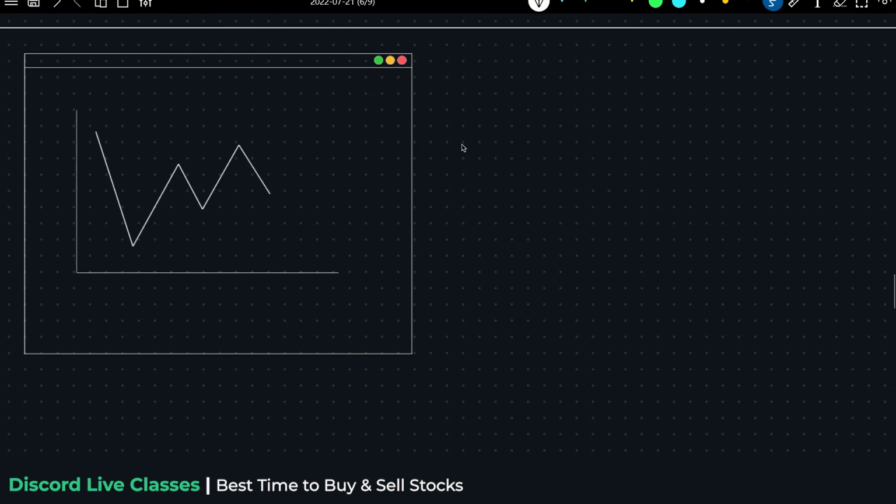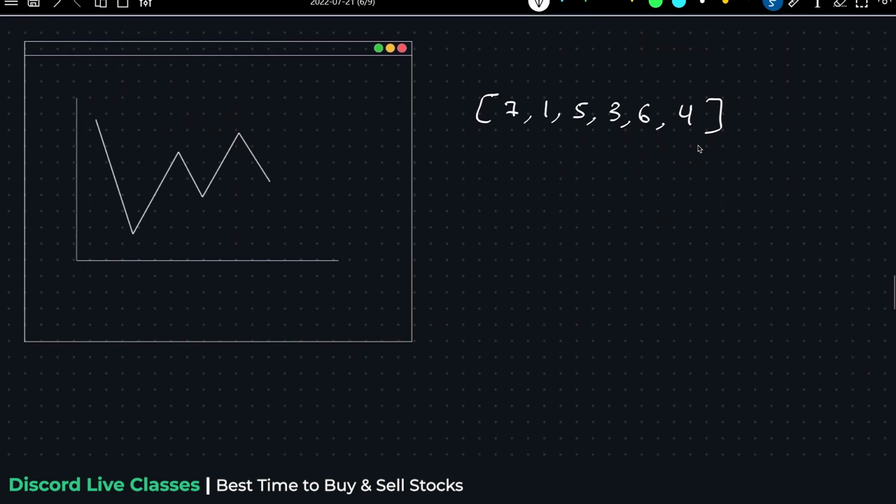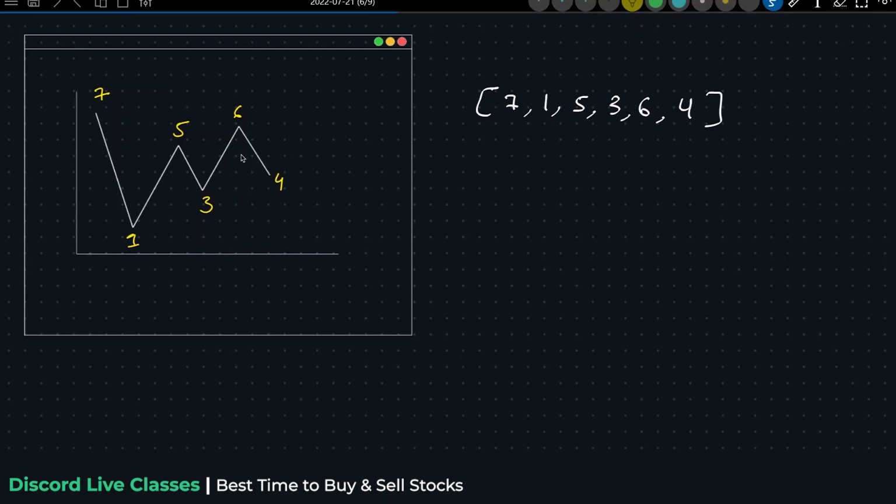This is the array, let's note it down: 7 1 5 3 6 and 4. This is my array, right? Let's talk about why I created this kind of graph. Let's say this is the 7, this is the 1, this is the 5, this is the 3, this is the 6, and this is the 4. So 7 is high, 1 is low, then 5, then 3, then 6, and then 4. I drew it wrong, see, 4 is on the upside of the 3.